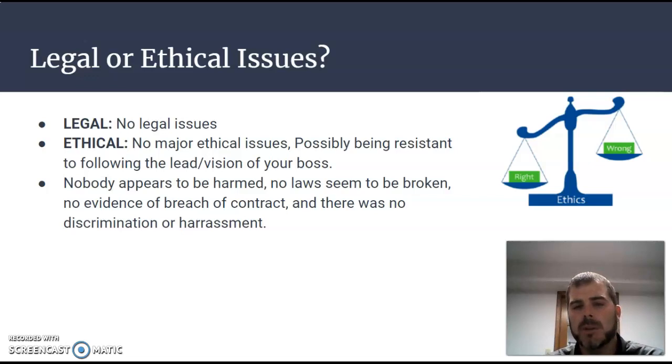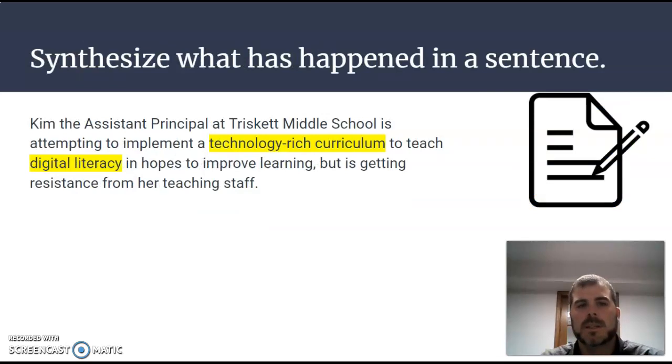Nobody appears to be harmed. No laws seem to be broken. There's no evidence of breach of contract, and there was no discrimination or harassment. Synthesize what has happened in a single sentence. Kim, the assistant principal at Triscuit Middle School, is attempting to implement a technology-rich curriculum to teach digital literacy in hopes to improve learning, but is getting resistance from her teaching staff.